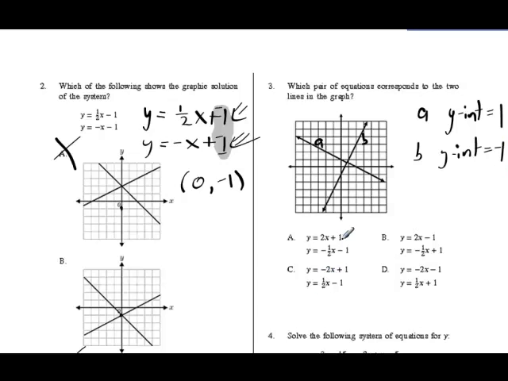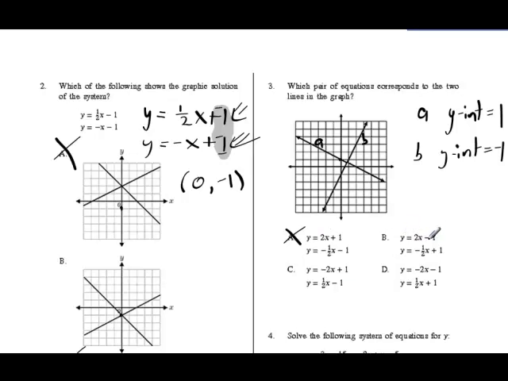Okay, positive 1, negative 1, positive 1, negative 1. They all do. So that doesn't help us, does it? All right, so now we have to go and use what other part of the equation? Slope. All right. Okay, so let's start here. Positive 1. What's the slope? So up 2 over 1 doesn't match, does it? Up 2 over 1, so that one doesn't work.